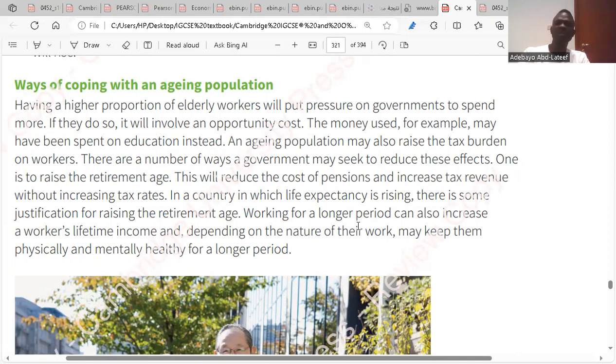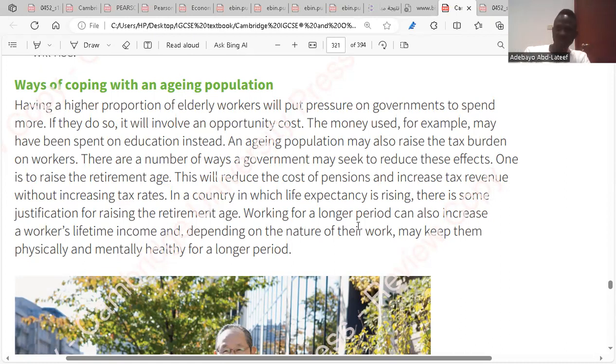So before we go into that, if a high percentage of the population is aging, it means government has to spend more on them in social benefits, pensions, and the rest. So this means it involves opportunity cost. Why does it involve opportunity cost? Because the money spent on the elderly might be spent on education, might be spent on infrastructure. That is the point there. It will also increase the tax burden on people, because government would have to increase taxes to meet up with their expenditure.